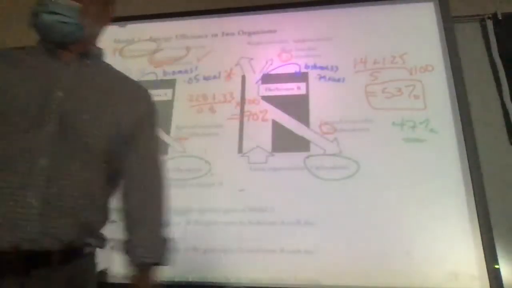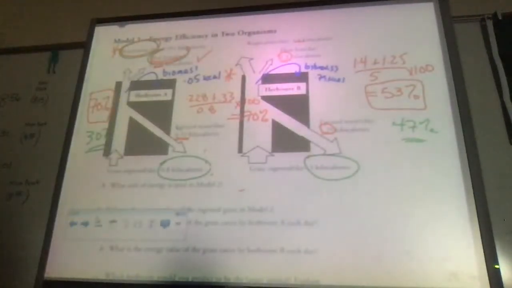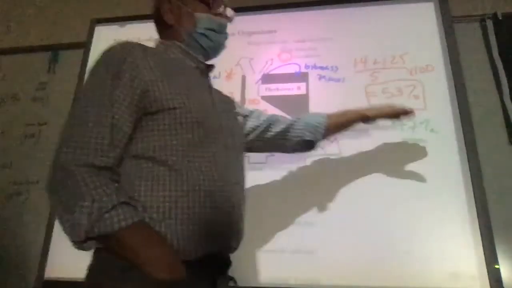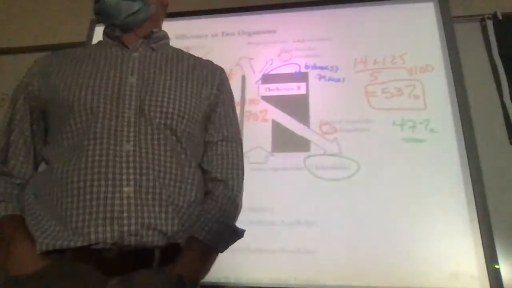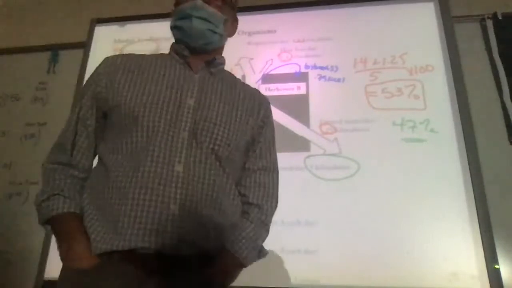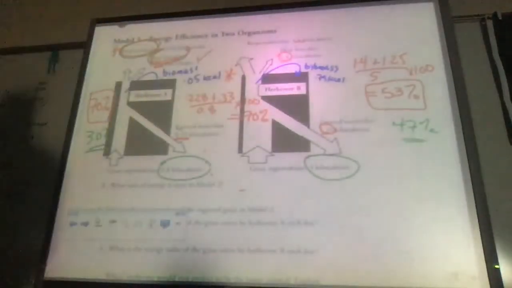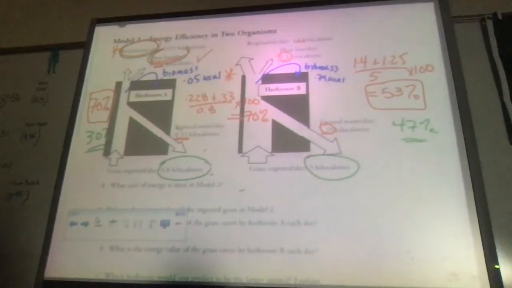So what question 18 is getting at is which one's more efficient? Which one's getting more energy out of its processes? B. A only gets 30% of the energy. B gets 47% of its energy. So B is quite a bit more efficient than A. B has some type of abilities to acquire its food and process its food a little bit more efficiently than A does.